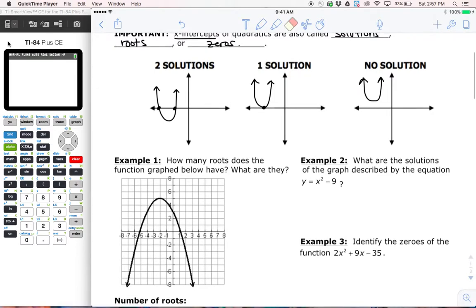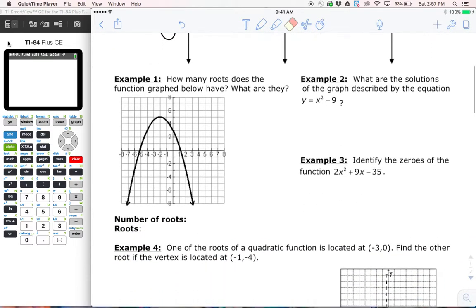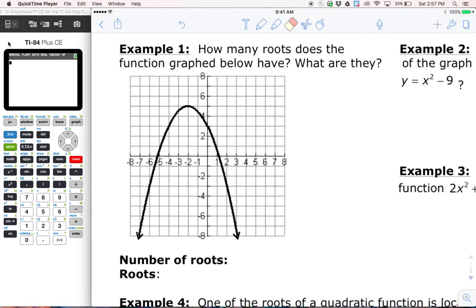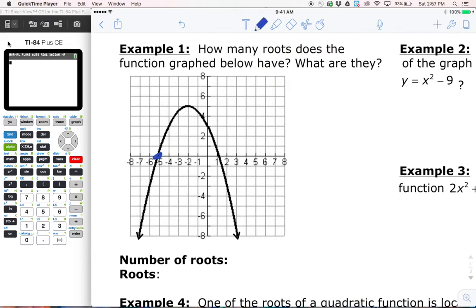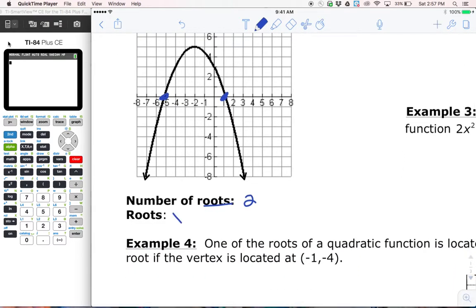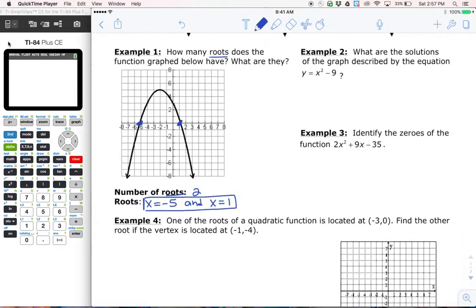So let's look at example 1. How many roots does the function graphed below have? Well, hopefully we can use our eyeballs here and we can see that we have a solution here and here. So we've got two solutions. Oh, sorry, they're using the word roots, same thing. Two roots. What are the roots? Well, one of the roots is x equals, looks like about -5, and x equals +1. So we've got x equals -5 and x equals 1.